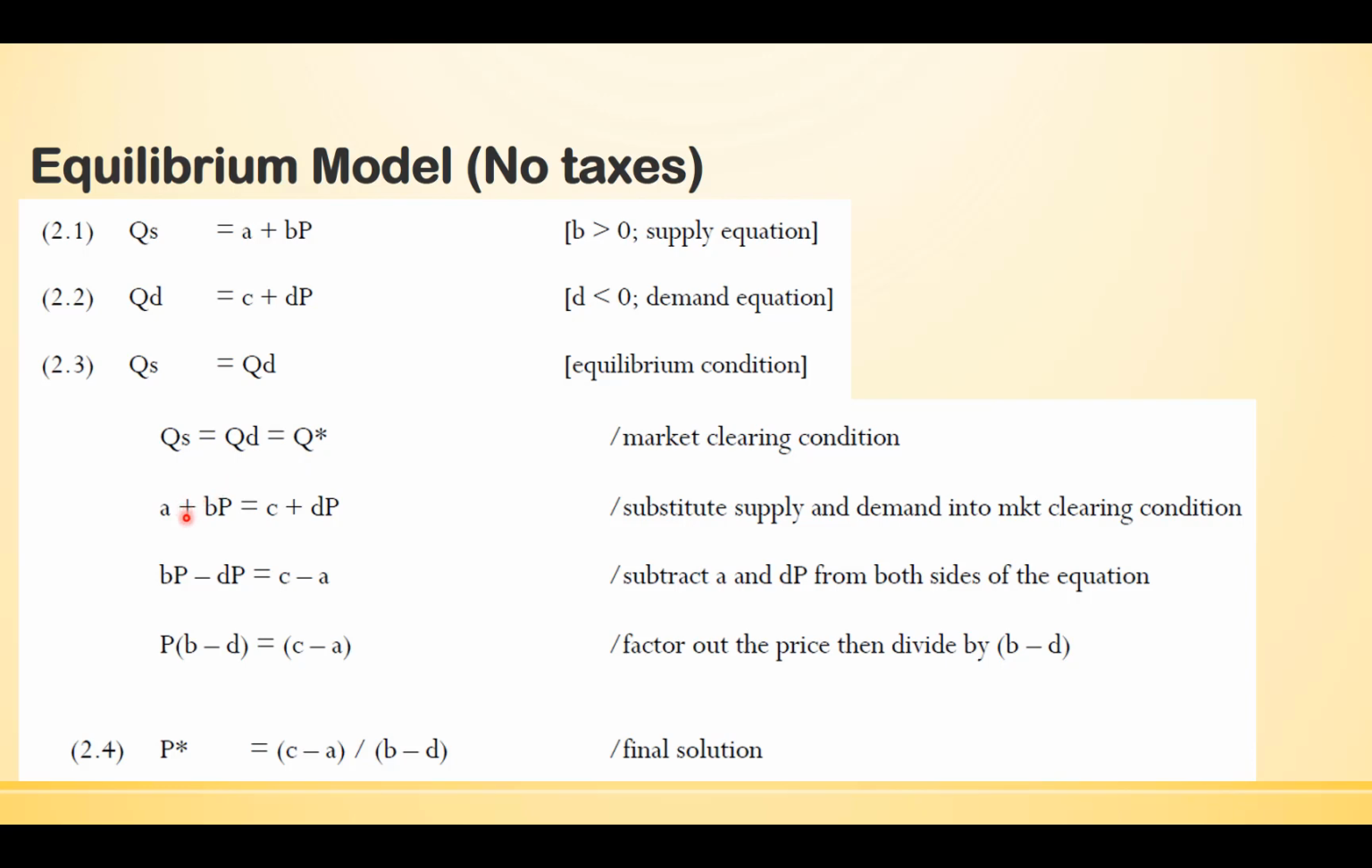Substituting, we end up with A plus BP, the supply right hand side on this part, the demand right hand side here, and then our goal is to solve for the price. Okay, so you collect terms, factor out the price, and solve, and this is that final solution. So when there's no tax, we have an equilibrium price, P star, that is equal to the difference in the intercepts divided by the difference in the slope of supply and demand.